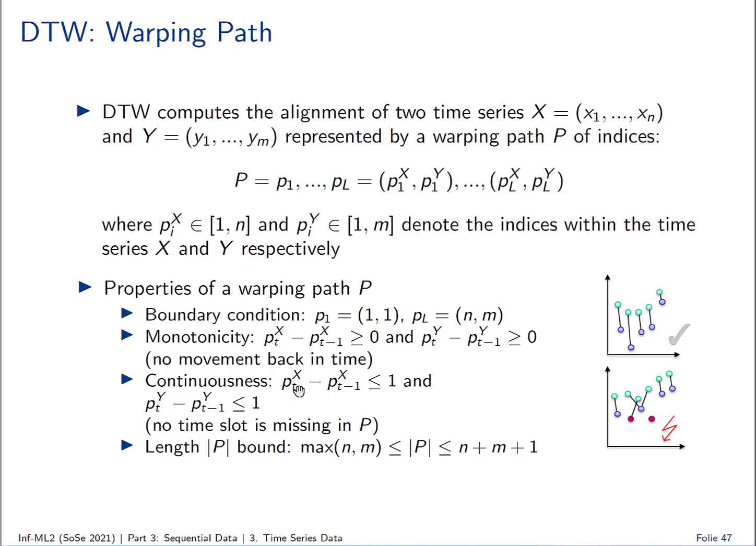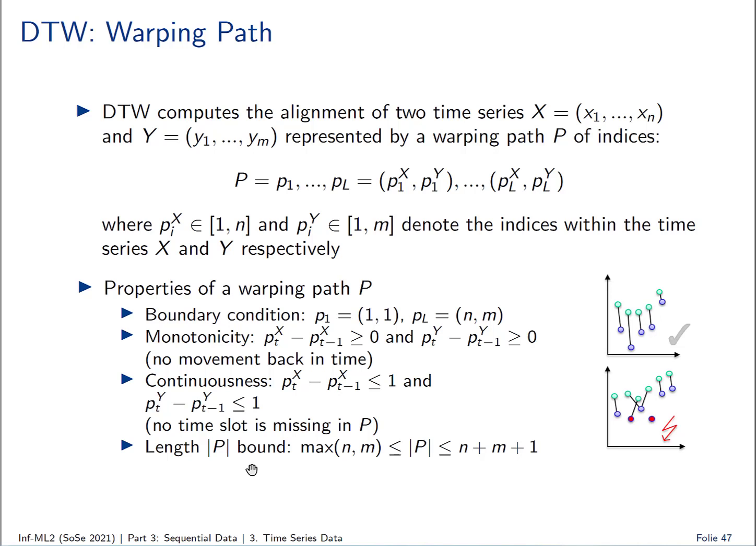Continuousness means that we don't have a hop greater than 1 in both indices, so there is no time slot missing. So that would be a missing match here, which is also not allowed. So this one here, which is not mapped to one of these, so the lines obviously should represent the mappings that we have. This would be not allowed here, because we have a time slot which is missing in the blue one, has no matching partner in the green one, and that is not allowed due to the continuousness property. So this alignment here would not be a proper alignment, a proper warping path in that case.